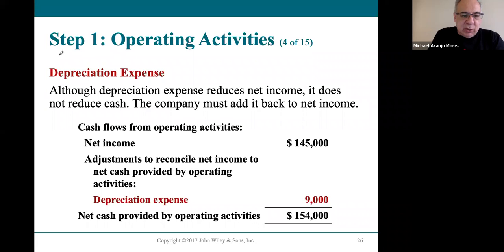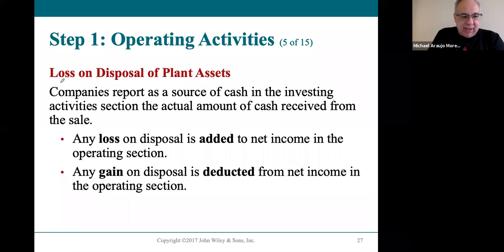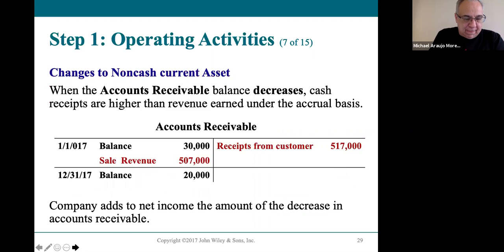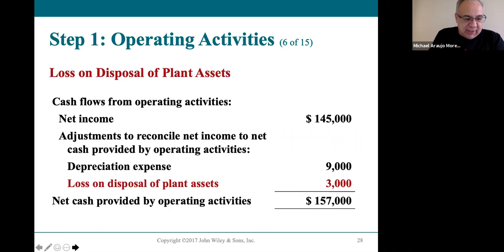Let's do one at a time. First step starts with net income. Add back any depreciation. That's step one. Second step, if we took a loss, we have to add it back. If we took a gain, we're going to deduct it out. So in this case, we took a loss, we add it back. We reverse it because we're converting to the cash basis. That loss was a paper loss, it wasn't a cash loss.